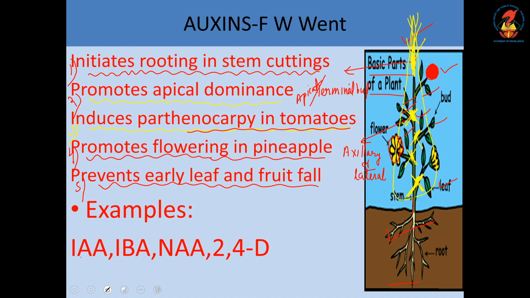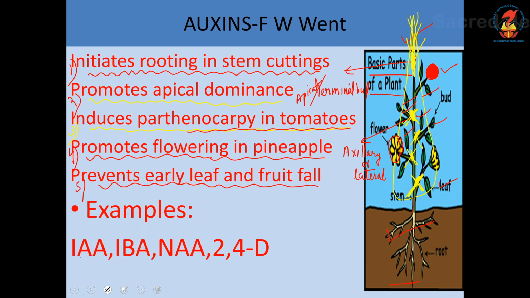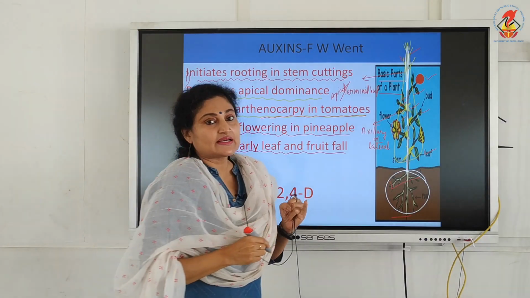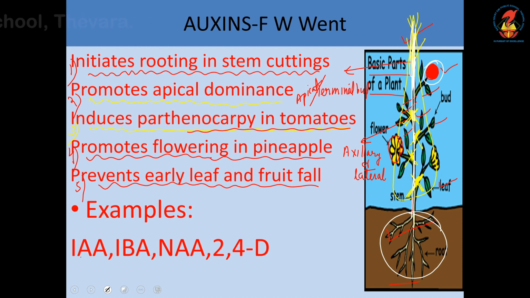So, we have covered all the parts. If you verify the mnemonic, we have covered the root. From the root perspective, what did I say? Auxins initiate rooting in stem cuttings. With regard to the stem, what did I say? It promotes apical dominance. Then, with regard to fruit, what did I say? It promotes parthenocarpy in tomato. Regarding flowers, it promotes flowering in pineapple.